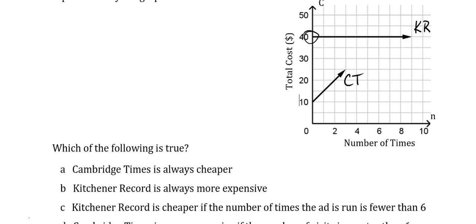But then when I encourage you, well, which ones is it not? Like, which ones can you cross out? That makes the question a lot easier. Cambridge Times is always cheaper. Can anybody tell me if they think that's true or why they think it's not true? Caleb?